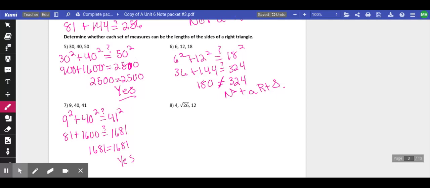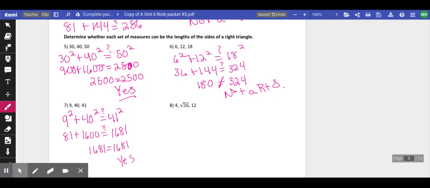Number 6, it's 6 squared plus 12 squared equals 18 squared. 6 squared is 36. 12 squared is 144. 18 squared is 324. So 36 plus 144 equals 180, which is not equal to 324. So it is not a right triangle.